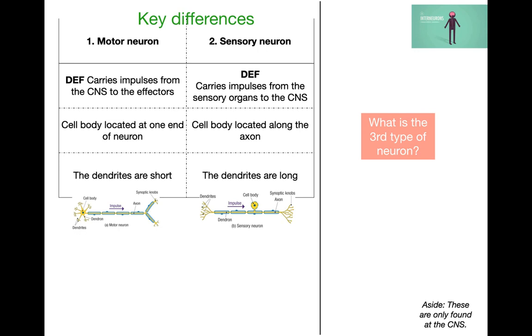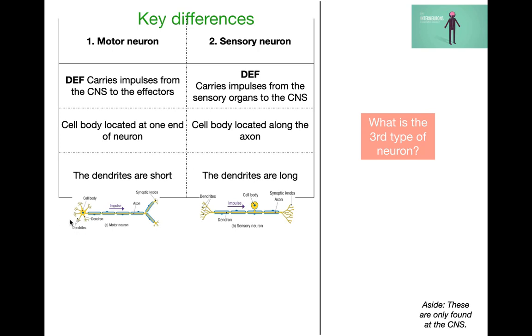Okay, so what other differences are there? Well, if you think about the definition of what a motor neuron and a sensory neuron are, a motor neuron carries an impulse from the central nervous system to the effectors. So that's one difference, because the sensory neuron will carry impulses in the other direction, from the sensory organs to the central nervous system. Remember, an effector is a gland or a muscle. We talked about this, and one other difference is that the dendrites tend to be quite short in the motor neuron.